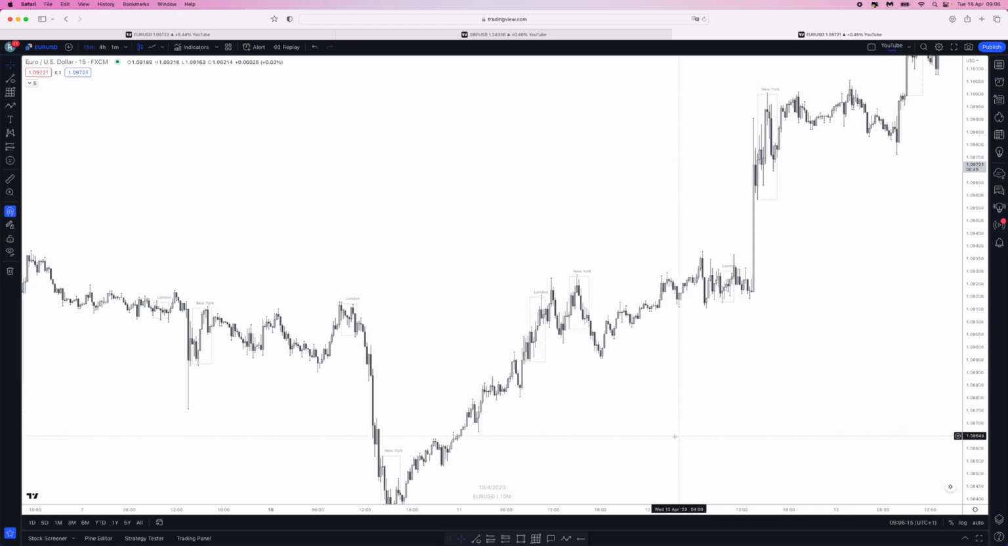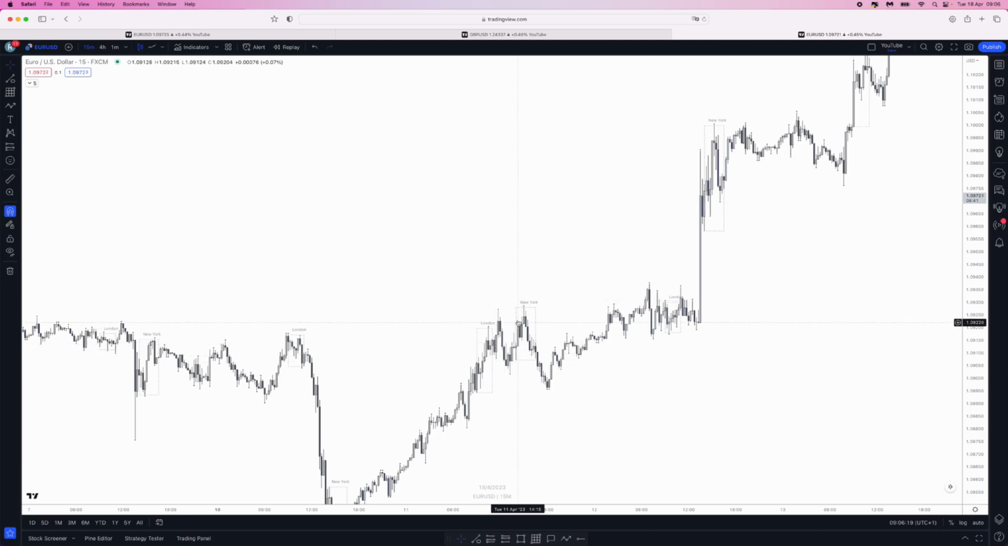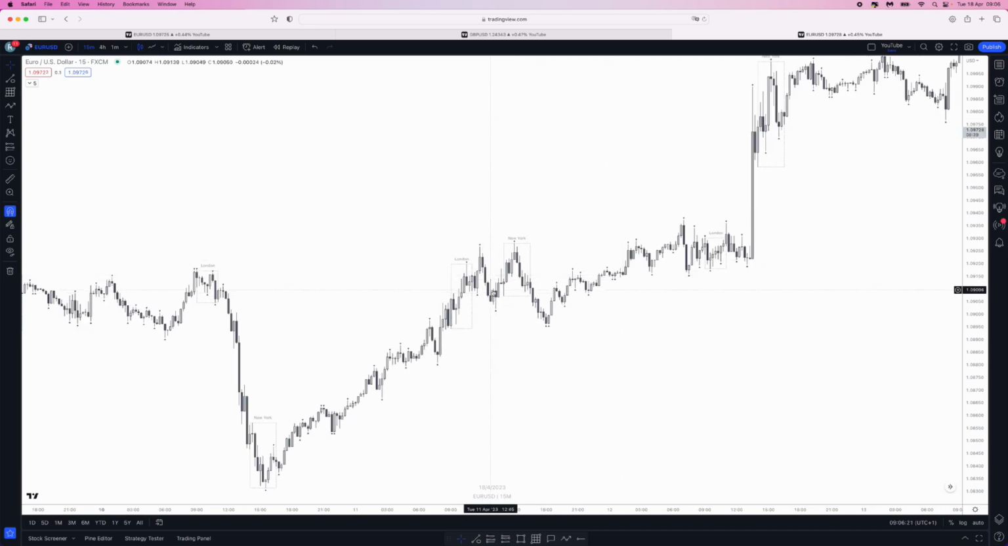So as you can see, first of all, what I can notice is we do get a take of liquidity above this fractal high right here. It's in our session timings.